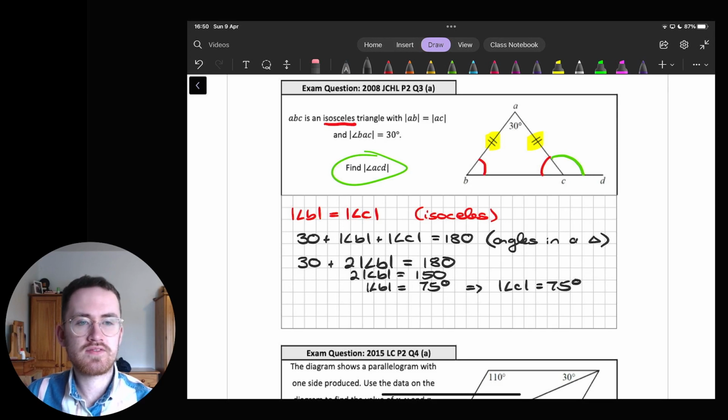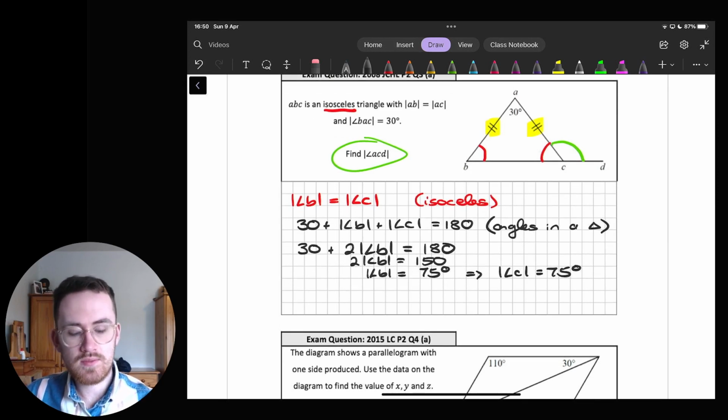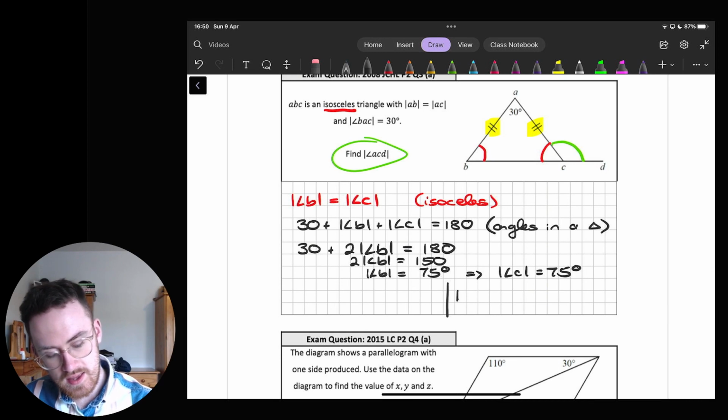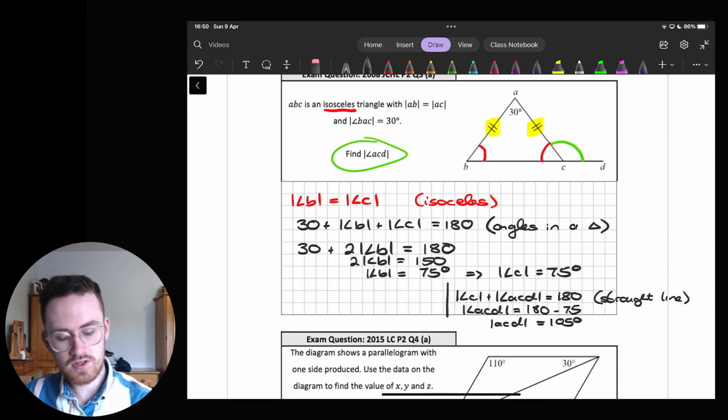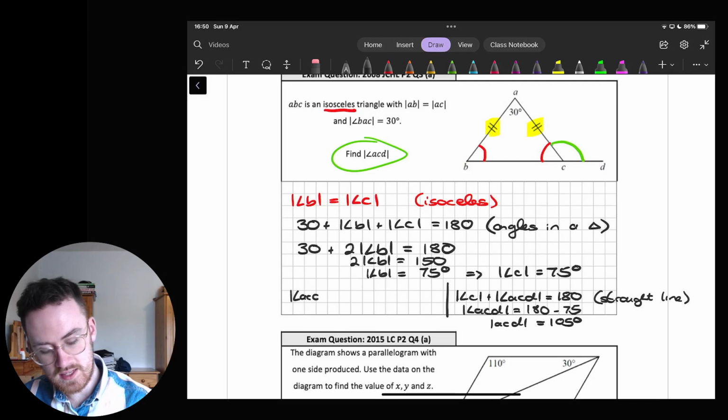And how are we going to use that to find the one that we're looking for? Well, we have two ways that we could do it. We could say angle C plus angle ACD is equal to 180 because it's on a straight line. And that would mean then that angle ACD is 180 minus 75, which means that it is 105 degrees. Or the other thing we could do is say that angle ACD is equal to 30 plus 75, and that is because it is an exterior angle.